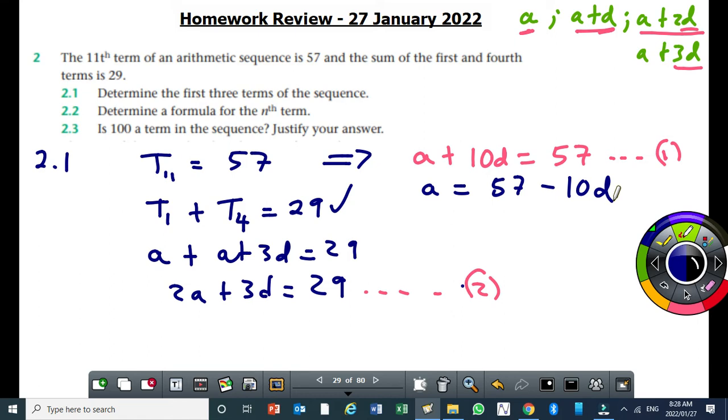Okay, so I'm going to substitute that. Substituting into equation 2, where there is A here, I'm going to put 57 minus 10d. Then I'll solve for A, because the question was saying, determine the first 3 terms. To find those first 3 terms, I need to know what A is and what d is. You will never find those first 3 terms without knowing the first term and the value of d. So on the next page, where there is A in equation 2, I'll put 57 minus 10d.